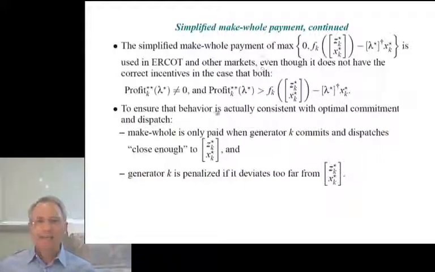So in this case, to ensure that the behavior is actually consistent with optimal unit commitment and dispatch, the make-whole payment is only paid when the generator K actually commits and dispatches close enough to the ISO solution. And as a general rule, there would be a penalty if the generator deviates too far from ZK star and XK star.